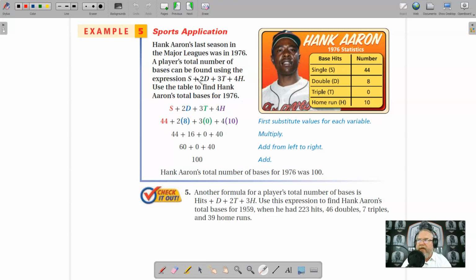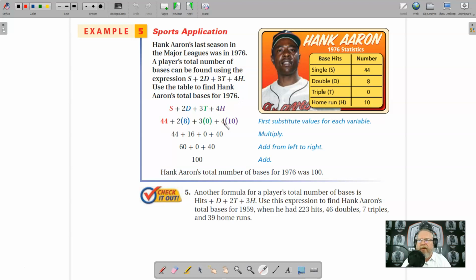S is for single, D is for a double, that's whenever you get to second base. T is for triple, that's whenever you get all the way around to third, and H is for home run, when you hit it over the fence, or in some cases you might have an in-the-park home run, which is very uncommon. I saw it once on television, never seen it in person. I've been to a lot of baseball games as a kid. My dad used to take me, St. Louis Cardinals.